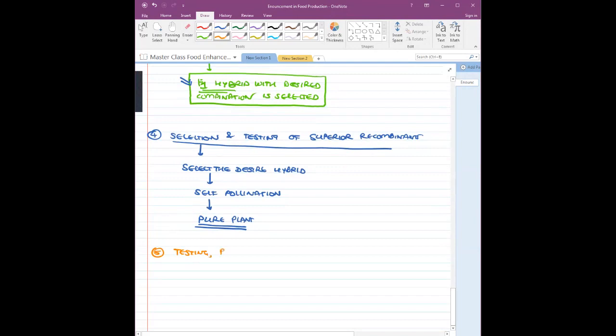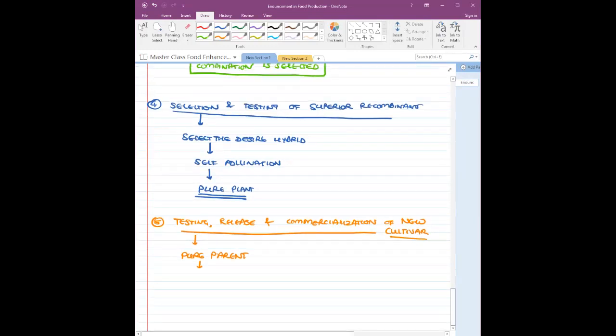Testing, release, and commercialization of new cultivars. Now, what is a cultivar? Cultivar is nothing but cultural variety. So the one that you are going to get, this pure plant, is nothing but your cultivar. Now what is going to happen is this pure parent, the pure line, whatever we had got, is now going to be evaluated.